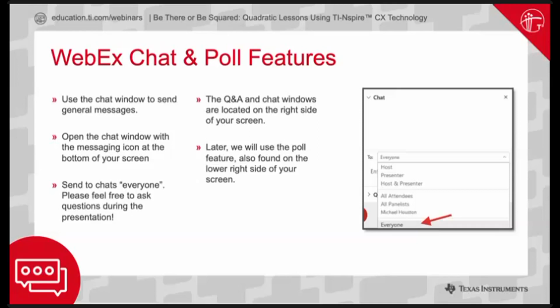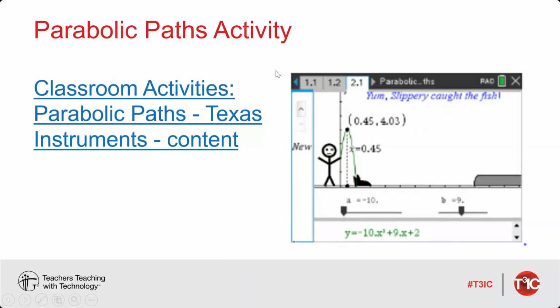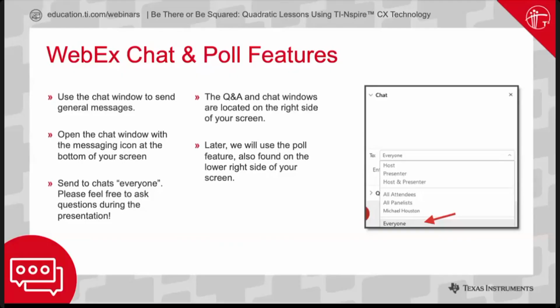All right, so the next activity we're going to talk about is this one. It's called parabolic paths. So same thing, you can click on the link here and it takes you to the website, but I really don't want to get too involved with that. So hang on a second here. I didn't want to get too carried away with that.